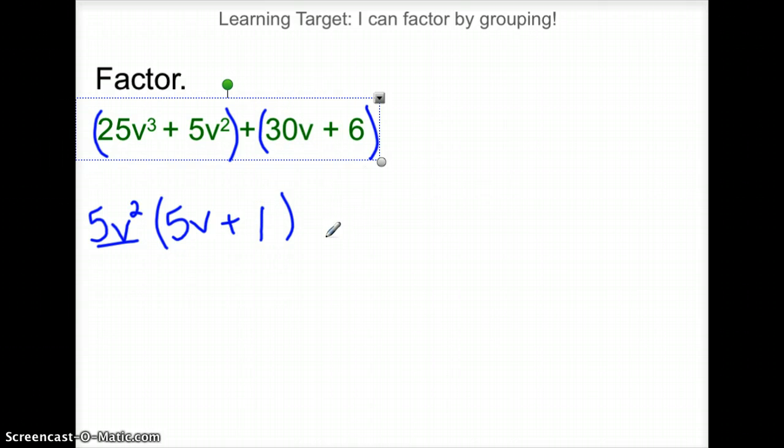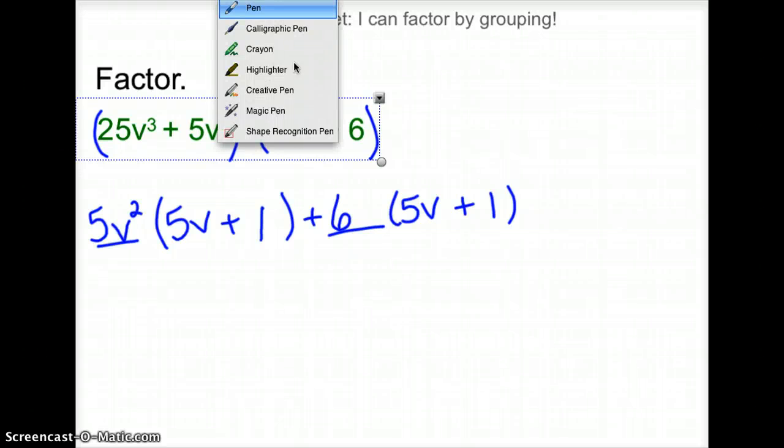Now we're going to do the same thing with the second group. 30 and 6, what will divide them both? A 3 divides them both, but the biggest would be a 6. Now, do they both have a v? No. So a positive 6 is what they share. When I divide, 30 divided by 6, I'd leave 5v, plus 6 divided by 6 would leave me with a 1.